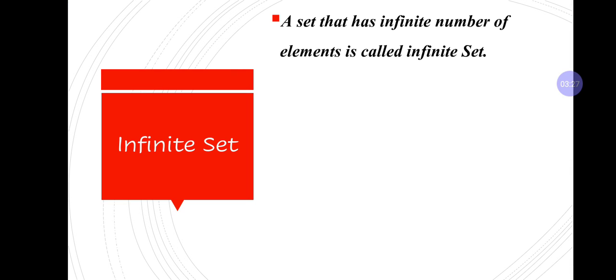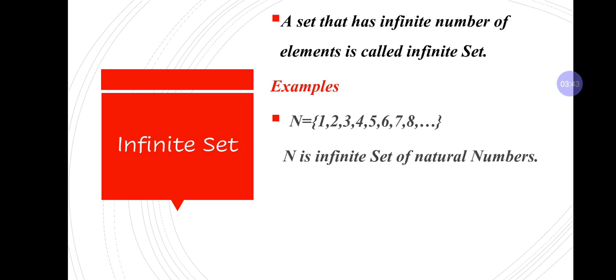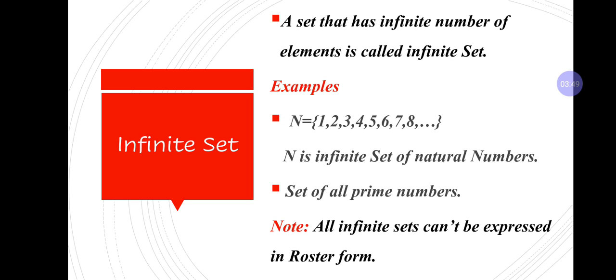Now infinite set. A set that has an infinite number of elements is called an infinite set. For example, here set N represents the set of natural numbers which starts from 1 and goes up to infinity. Another example of an infinite set is the set of all prime numbers. Here is a note, all infinite sets cannot be expressed in roster form.